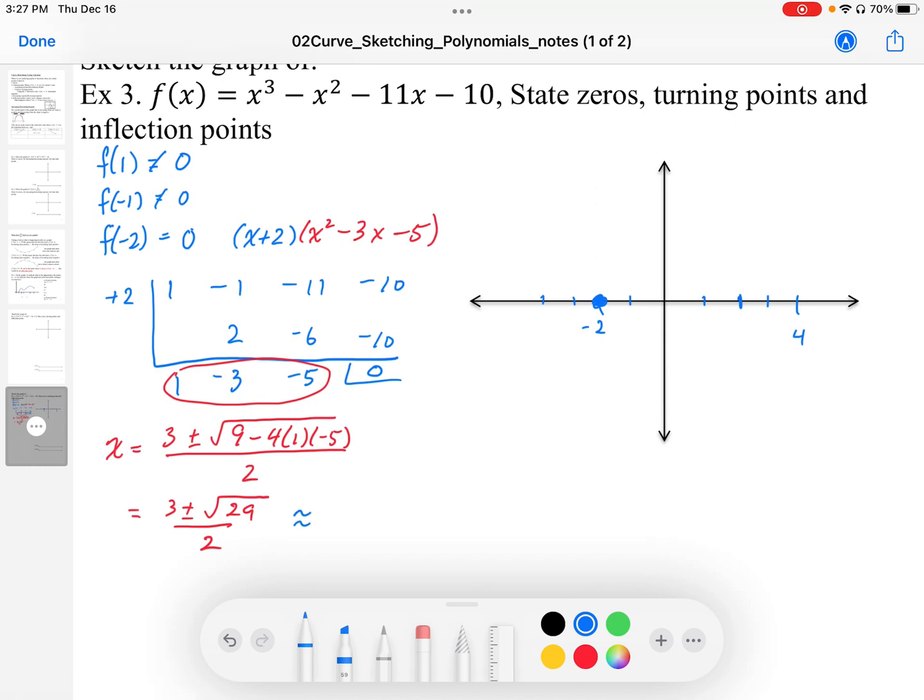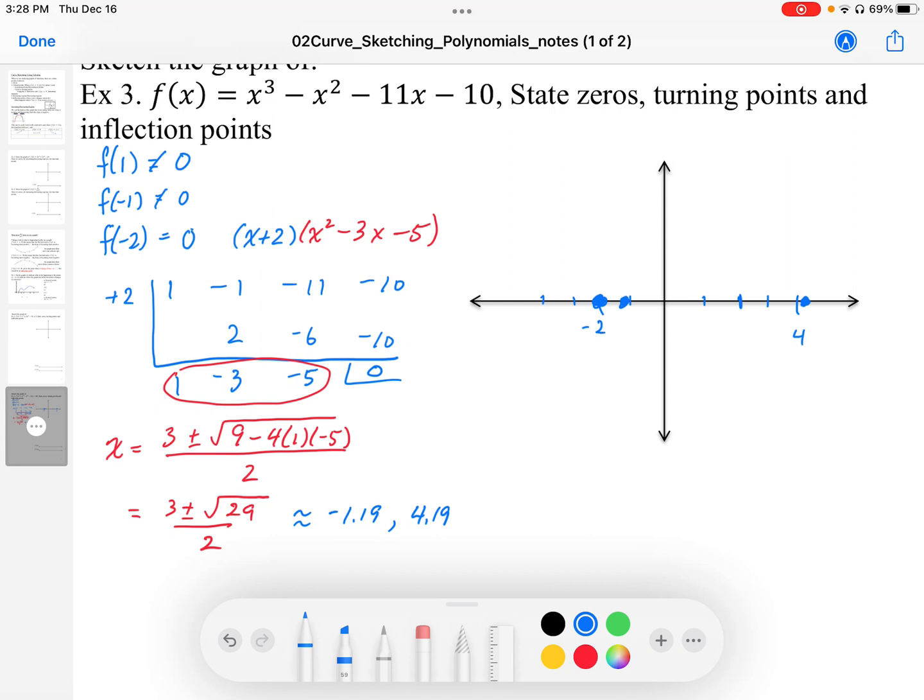Those roots are approximately, when I plugged it into my calculator, 3 minus root 29 divided by 2 gives me negative 1.19 approximately, so maybe right about there. Okay, so I've got another root there. And then if I add plus root 29 and then divide by 2, I'm going to end up with positive 4.19. And so I get another root somewhere right over here. So those are my 3 roots.